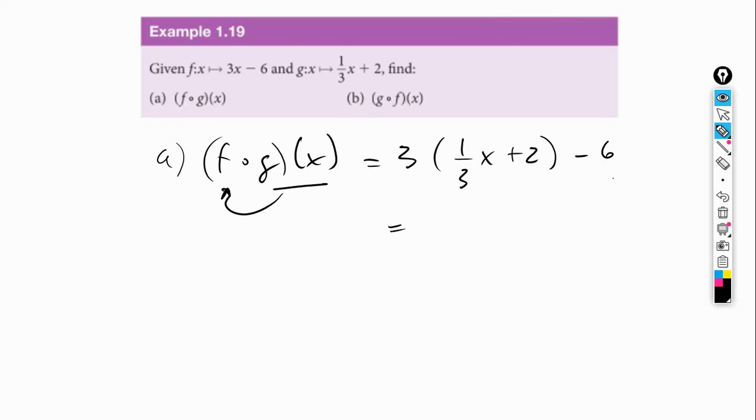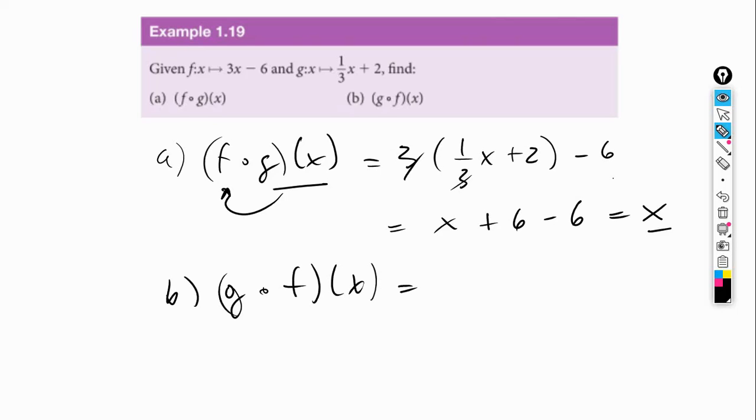So this is going to equal 3 times x divided by 3, that's just going to be x, and then 3 times 2, that's going to be 6, minus 6, and this equals x. So notice that we get x, the identity function. For b, we're going to do g of f of x. So it's backwards. Now we're going to introduce f of x inside g of x. So it's going to be 1/3 times 3x minus 6 plus 2.